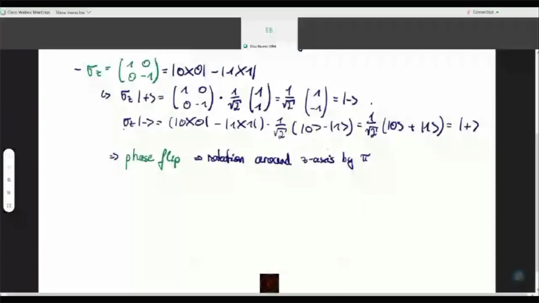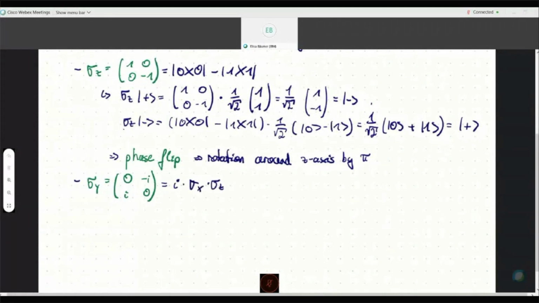Okay, and now I guess you can already guess what the next gate is. The next gate is the sigma y gate, Pauli y, and it is given by this form. And one thing one can note is that this actually also corresponds to i times sigma x times sigma z. Which means that, we're not going to do any calculations now, but I will just tell you, because you can write it as a product of sigma x and sigma z, it's the same as if we apply a bit and a phase flip.